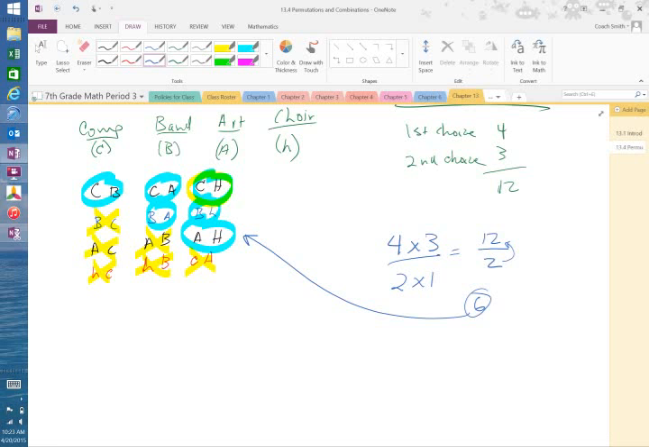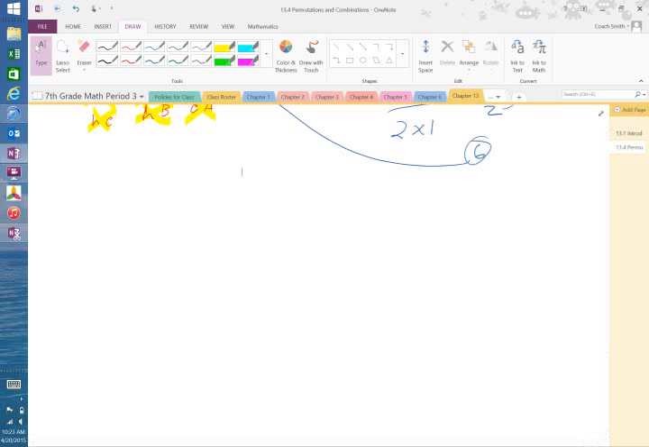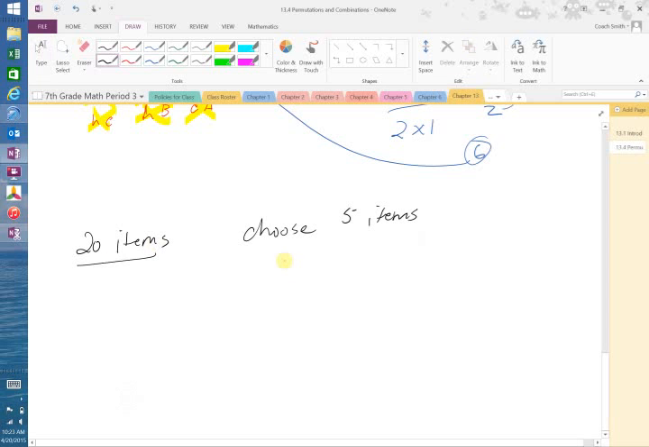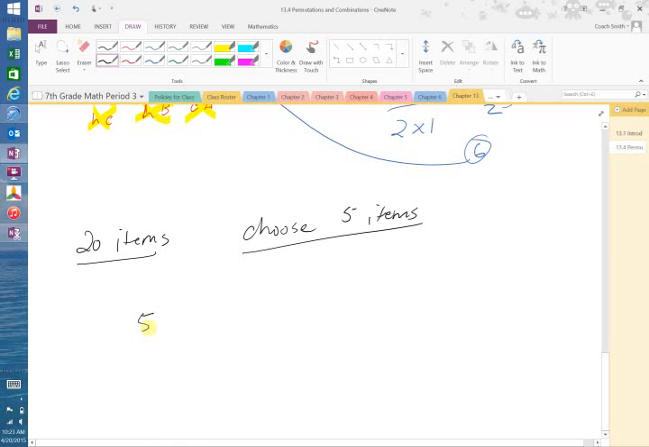Let's say there were 40 items. No, I don't want to go that high. Let's say there is 20 items, and I choose 5 items. I've got 20 different baseball cards, and I choose 5 of them. Obviously, order doesn't matter. So I would take 20 items, and I choose 5. So if I'm going to choose 5 items, that's 5, 4, 3, 2, and 1.